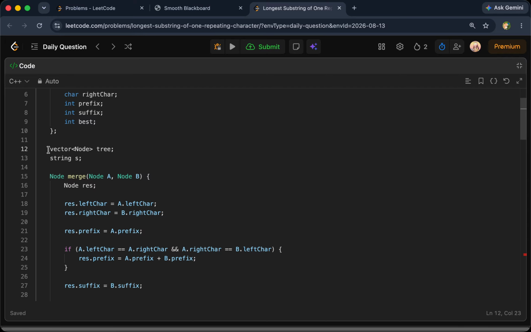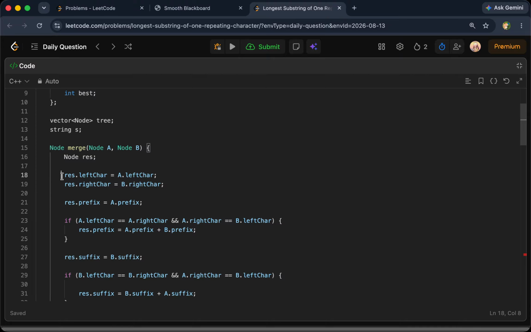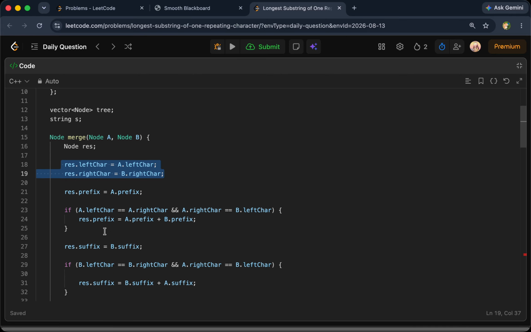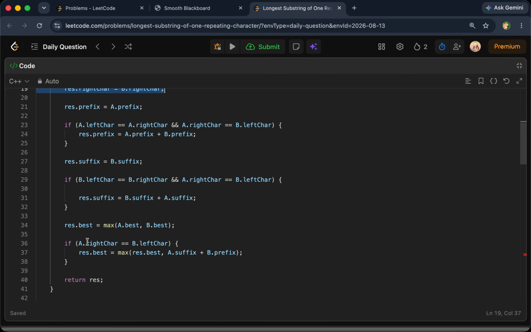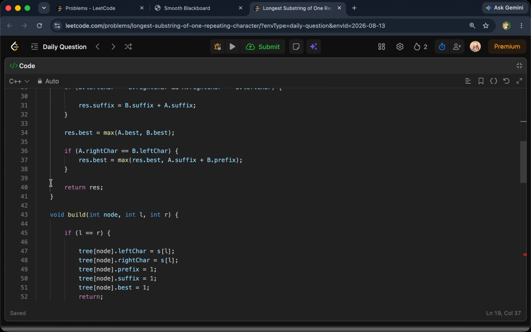Then we create a string variable. We need somewhere to store the segment tree. So why string s? Because build needs to know the original characters. Then merge. Now that we know what a node contains, we can write the function that combines two nodes. Then these lines: prefix, suffix, then best. Finally, in the last line we just return the result.